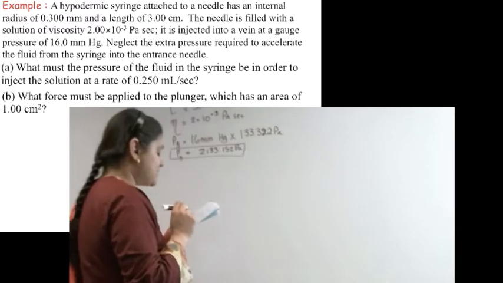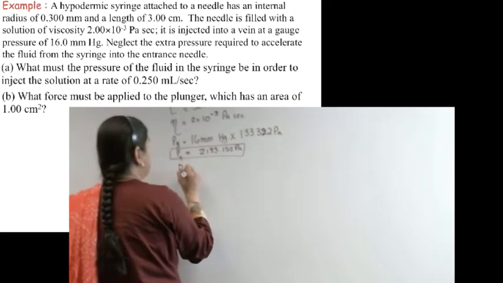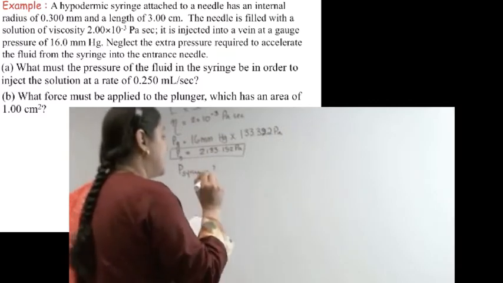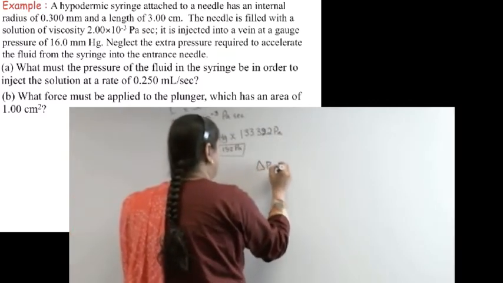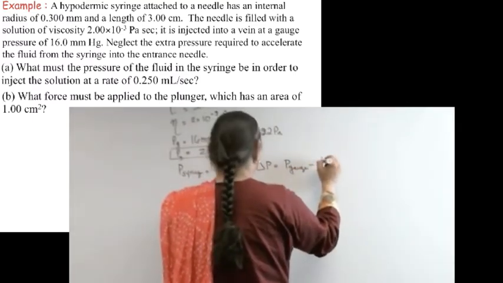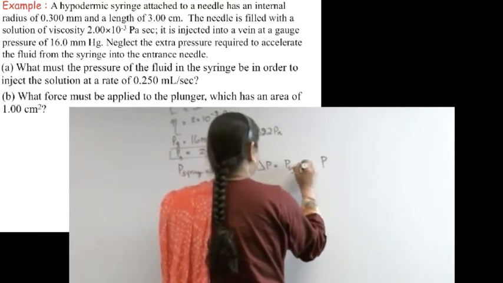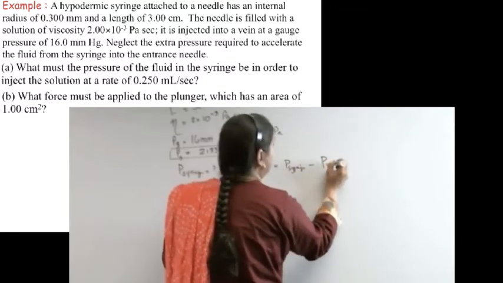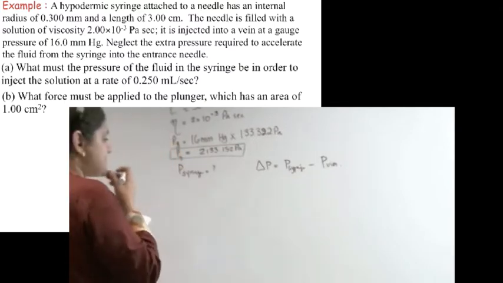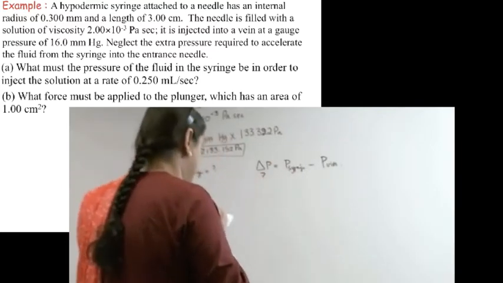Okay, now what is actually needed? He is asking me what my pressure in the syringe is going to be. Now how do I find this? Well, I know that delta P is going to be P syringe minus P vein, right? Because that's what I'm looking for. I'm looking for the pressure difference between the syringe and the vein. Okay, so in order to calculate what the pressure in the syringe will be, I have to calculate what the pressure in the vein is.